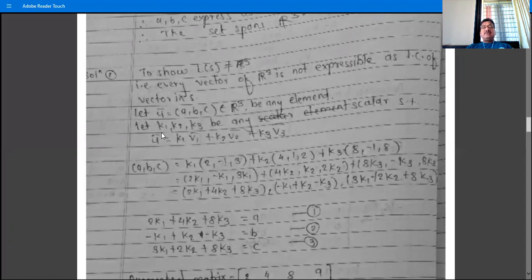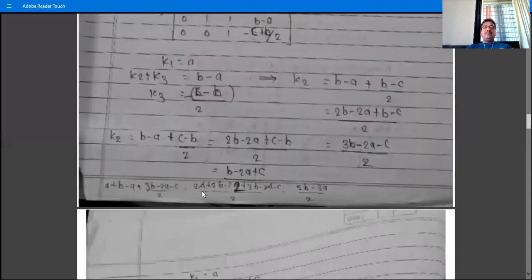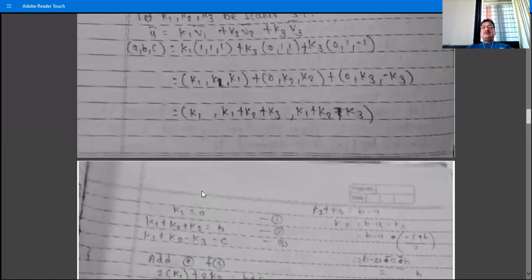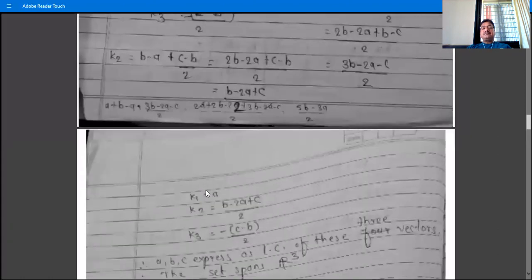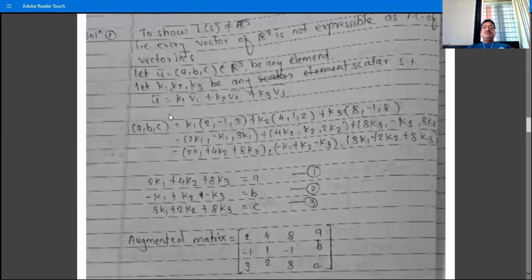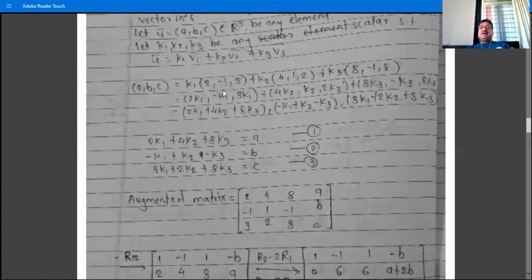So we will start with the first step: let K1, K2, K3 be scalars such that U bar is equal to K1 V1 plus K2 V2 plus K3 V3. Now we have to find the values of K1, K2, K3. So the procedure for spanning and not spanning is the same. Substitute U bar, V1 bar, V2 bar, V3 bar, and then apply the definition of scalar multiplication and then vector addition.